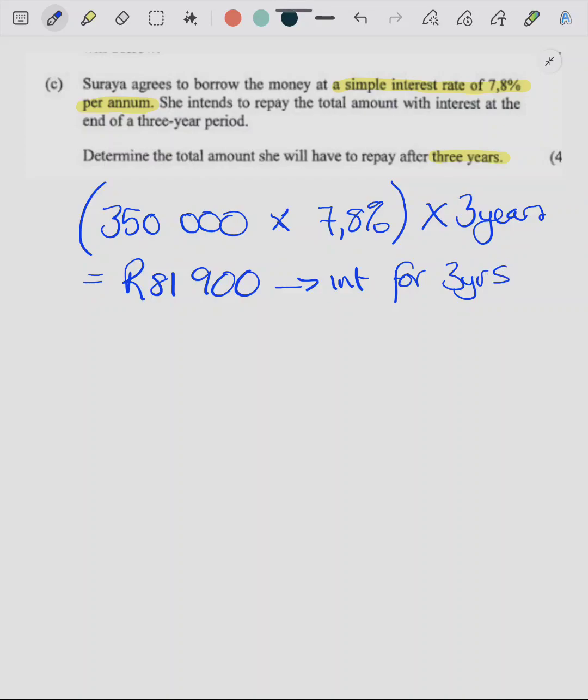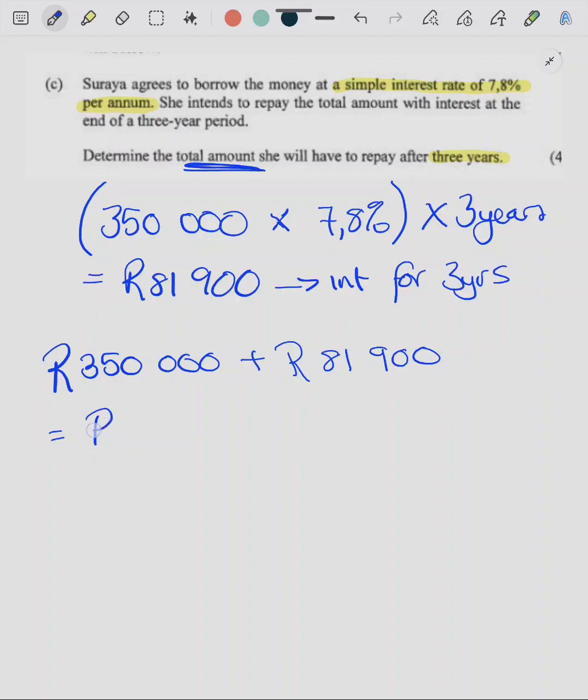And we want to know how much she's going to repay altogether, the total amount that she's going to repay. Well, she's going to have to repay the 350,000 that she borrowed, and she's also going to repay the interest, 81,900, which when you add that gives us 431,900 in total.